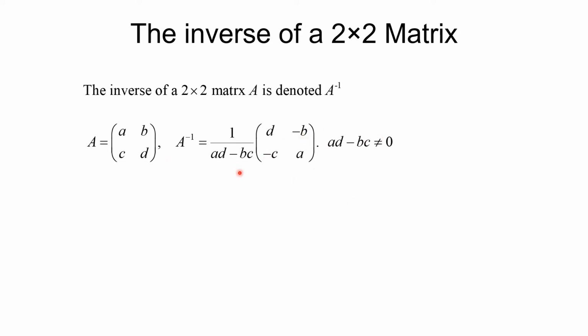If the determinant is 0, then the matrix will not have its inverse. And you need to interchange A and D and multiply B and C with -1. So this is the formula to determine the inverse of a 2 by 2 matrix, provided AD minus BC cannot be 0. If it's 0, then it will not be defined, or it will not have its inverse.